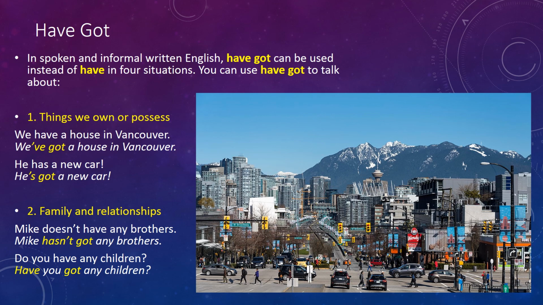The second situation where we use have got is family and relationships. I have two examples for you. Mike doesn't have any brothers. Mike hasn't got any brothers. That will be using have got. Second example, the first one only using have, the second one using have got. Do you have any children? Have you got any children? Will be the question. Okay, I'm going to continue. Remember that there are four situations and we have only seen two.